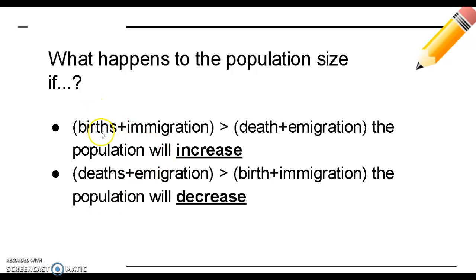So let's say we have 100 births and 100 immigrants. And let's say we had 50 deaths and 50 emigrants. So altogether, 200 individuals moving in and only 100 individuals leaving the population. Then you're going to have a gain of individuals overall, and that's going to cause the population to increase. If you have way more individuals leaving the population, either through death or emigration, than you have being born into or moving into the population, then the population is going to decrease.